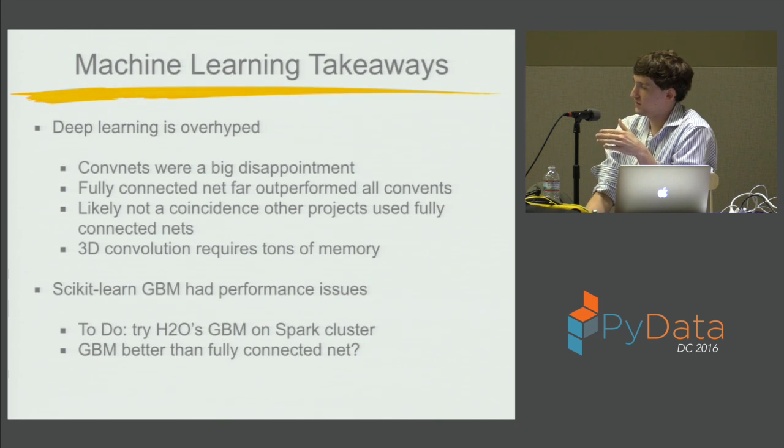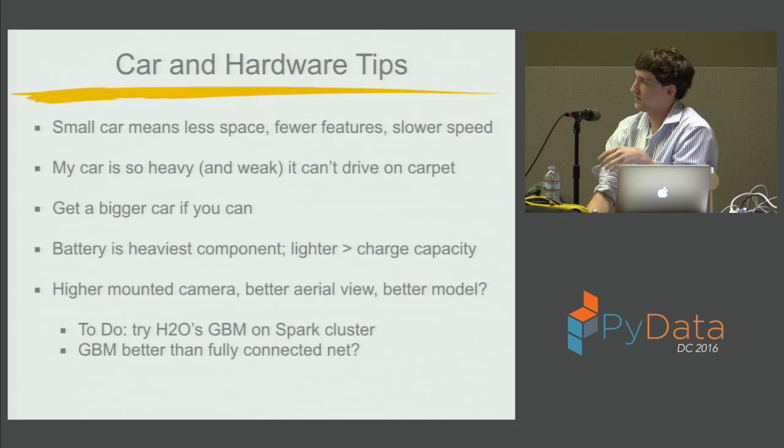H2O works with Apache Spark, so you can train a model in a distributed fashion. And I do want to try that soon. I just haven't gotten around to it yet. And I'm curious how a GBM would do versus my single layer neural network. But I haven't been able to answer that yet.